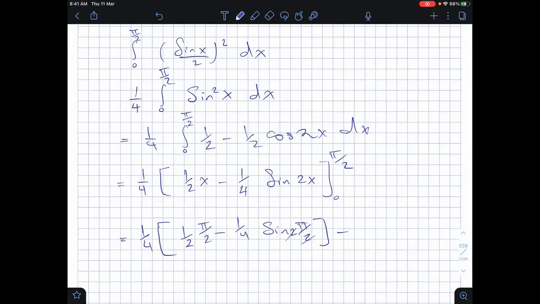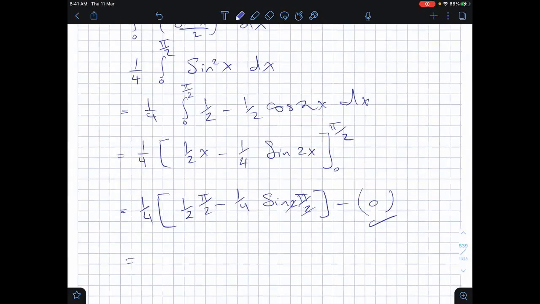Then substituting 0, sine 0 is 0, so we have zero. So it's going to be pi over 4, then multiply by 1 over 4, giving pi over 16. Pi over 16, yes. Okay guys, thank you.